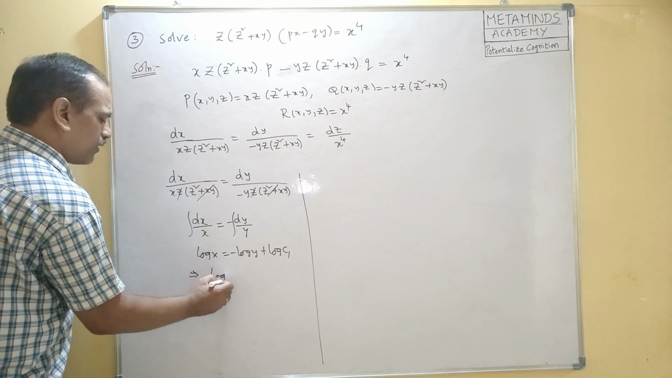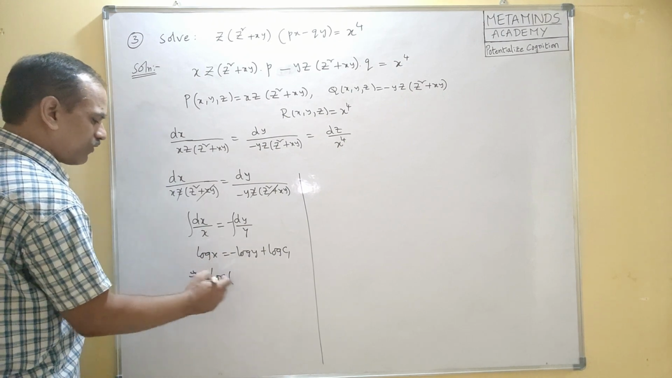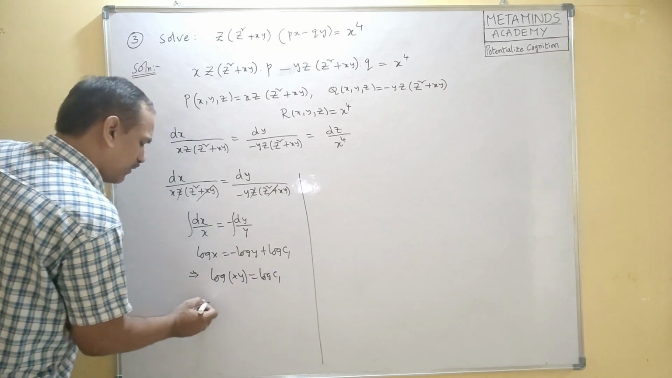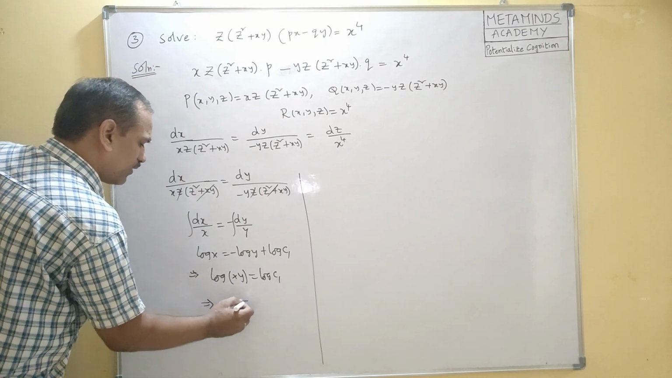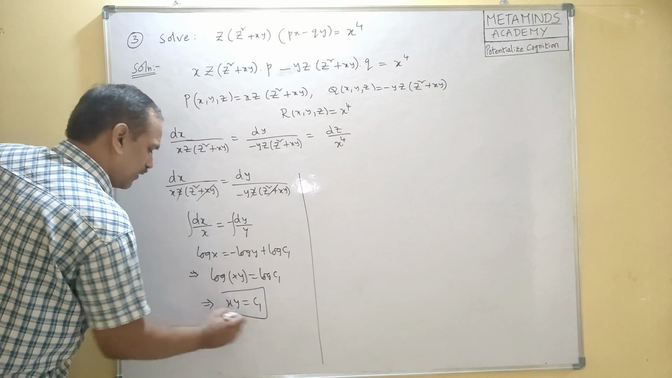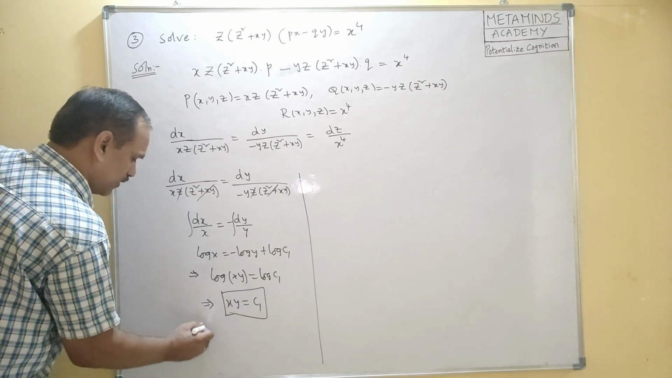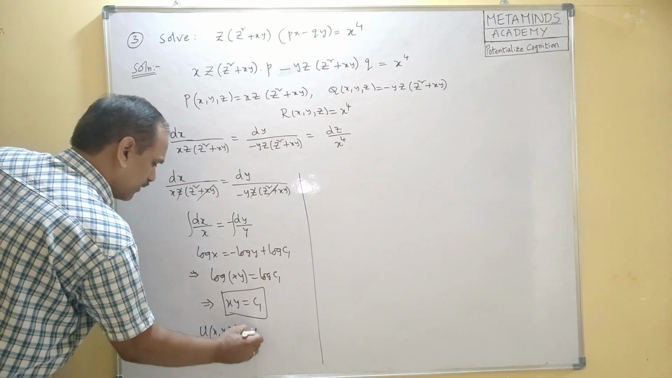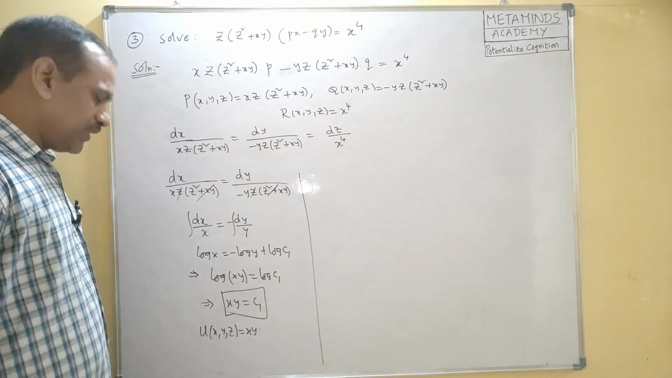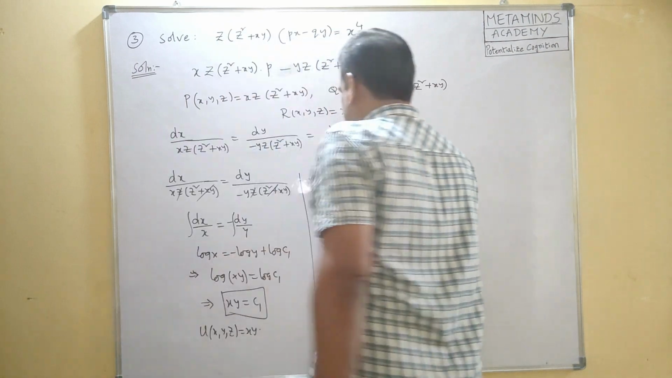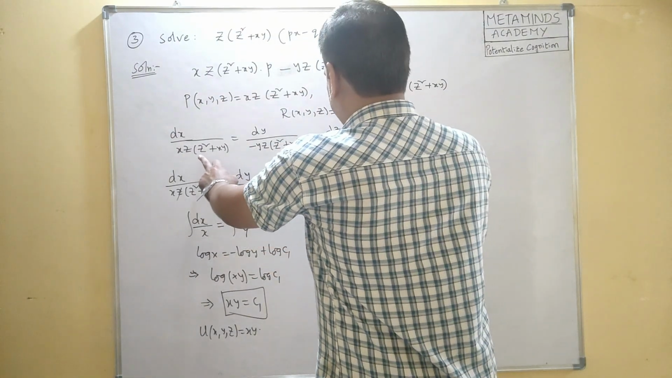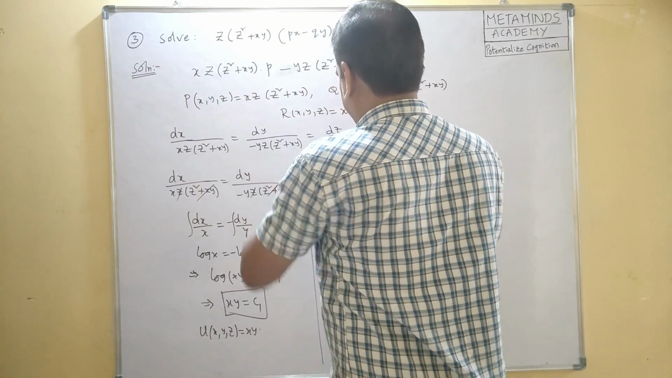So log x plus log y is log xy equal to log c1, or xy equal to c1 is the first solution. So what is u of xyz here? u = xy, which is equal to c1. Now consider the second pair of equations, either this pair or this pair.